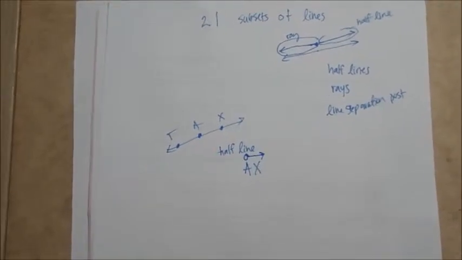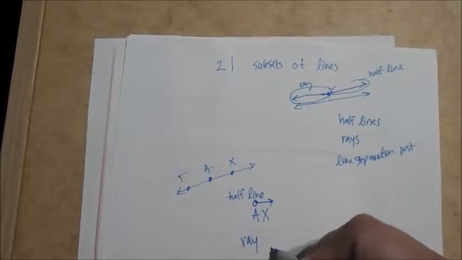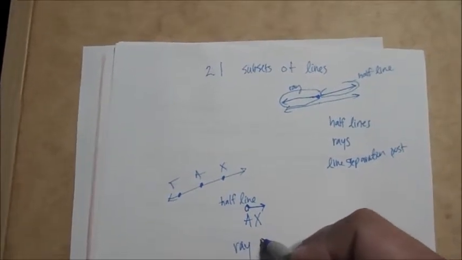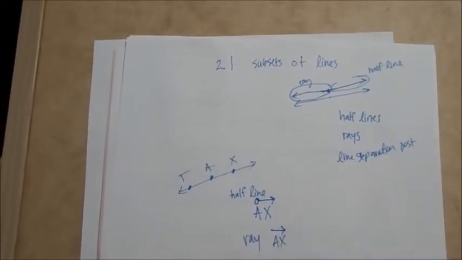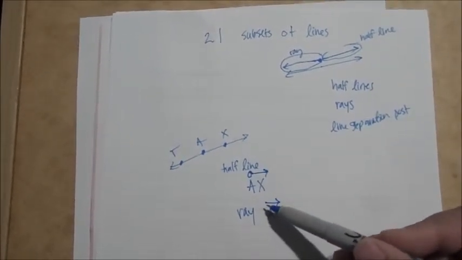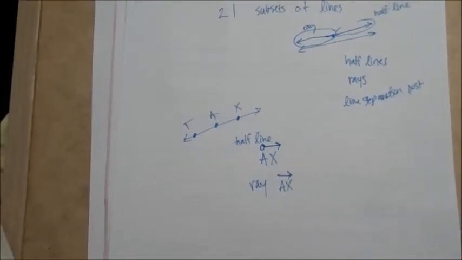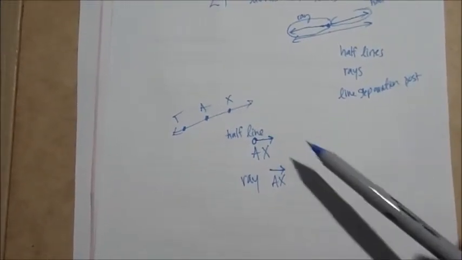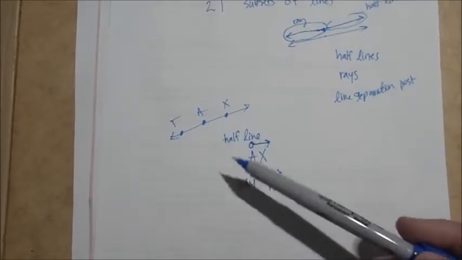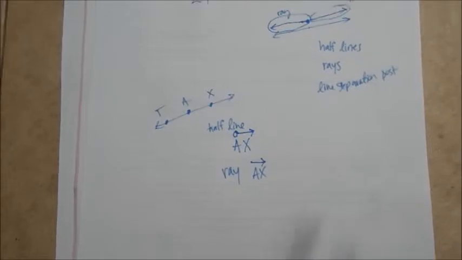The difference would be if you want to talk about ray AX. Some people put a filled in circle. It doesn't matter. You don't have to put in a solid circle. If you kind of exaggerate it, it would be fine, but you just want to make sure it's filled in. So that's the difference between a half line and a ray: one of them includes an endpoint and one of them doesn't.